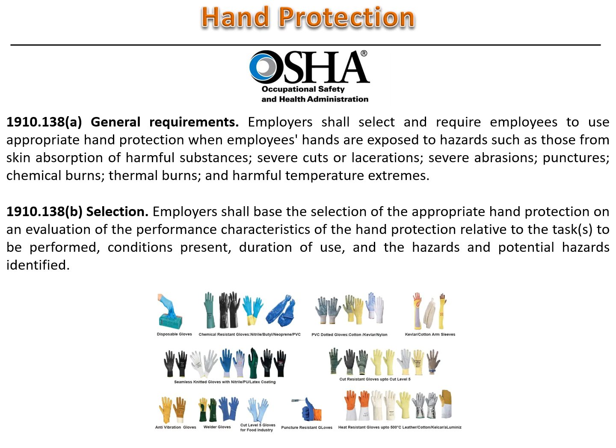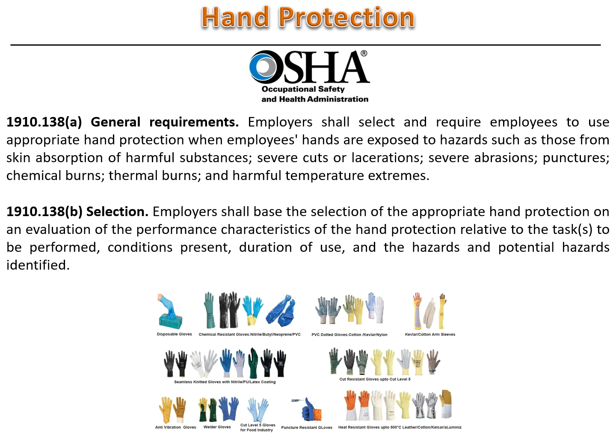1910.138(a) General requirements. Employers shall select and require employees to use appropriate hand protection when employees' hands are exposed to hazards such as those from skin absorption of harmful substances, severe cuts or lacerations, severe abrasions, punctures, chemical burns, thermal burns, and harmful temperature extremes.